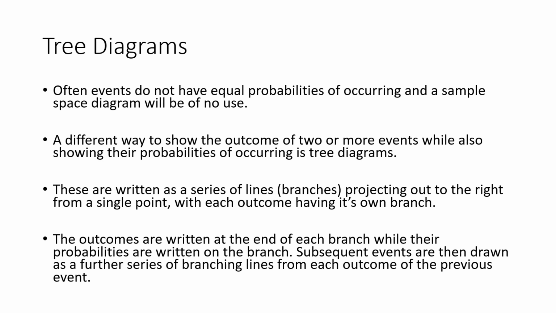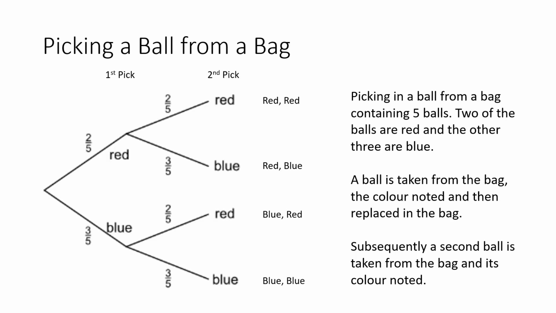Subsequent events are then drawn as a further series of branching lines from each of the outcomes of the previous. So if I rolled head the first time and I flipped the coin again, I would have 2 branches coming out of head, which would be one with head and tail. Here's an example to show that a bit easier.